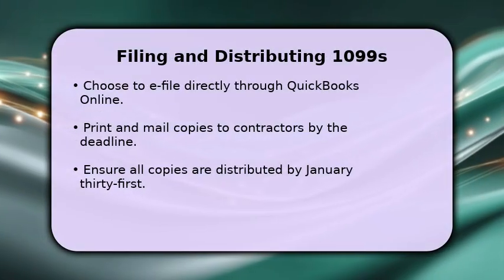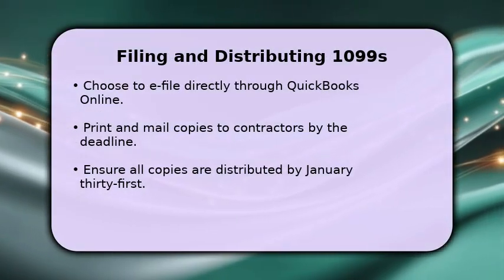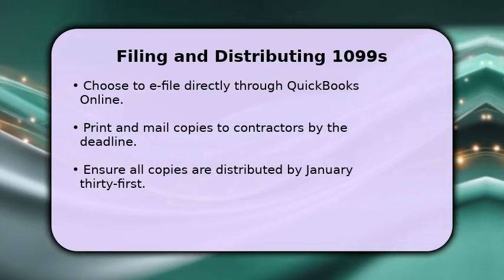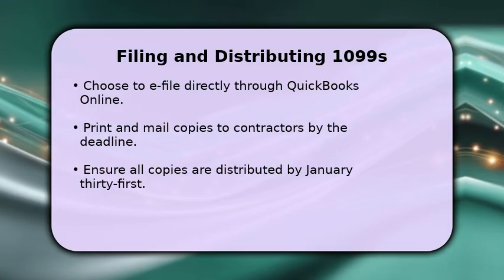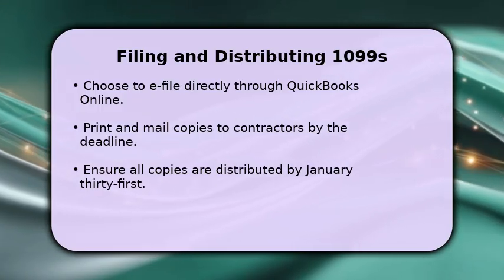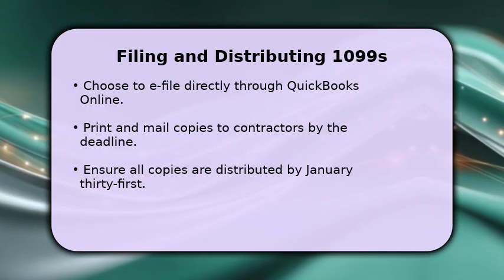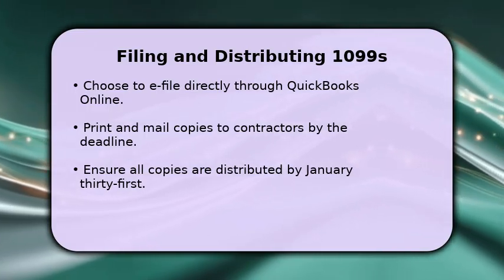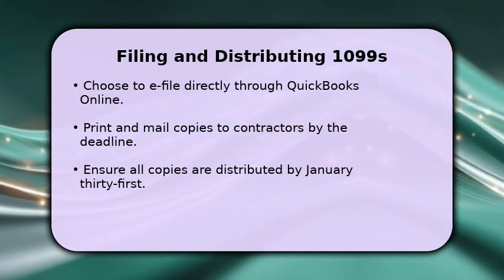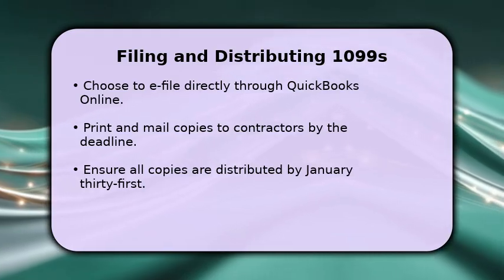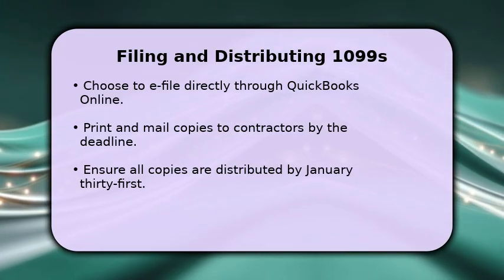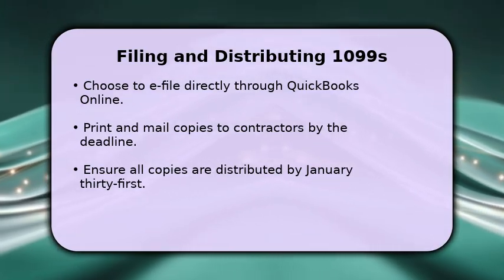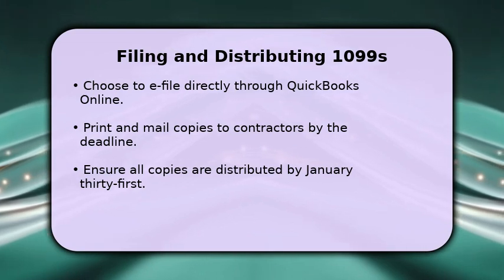Finally, it's time to file and distribute your Form 1099s. QuickBooks Online offers the convenience of e-filing directly with the IRS, which is often the quickest method. Alternatively, you can print and mail physical copies to your contractors. Remember, all copies must be distributed to your contractors by January 31st. Always retain accurate records of all filed Form 1099s for your business, ensuring compliance and easy reference for future needs.